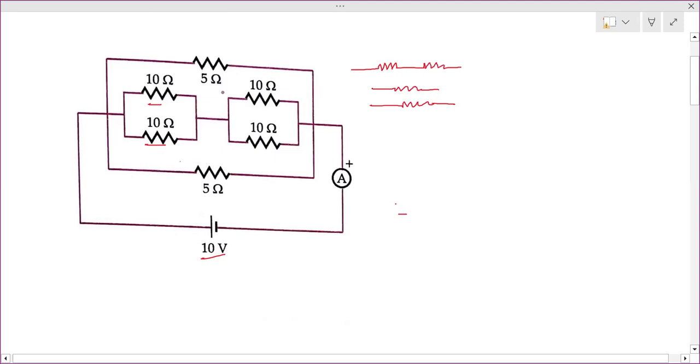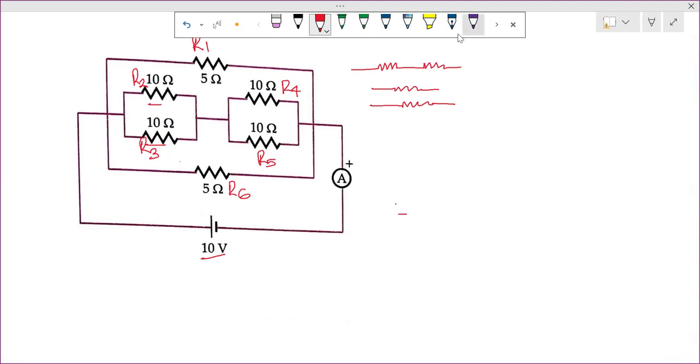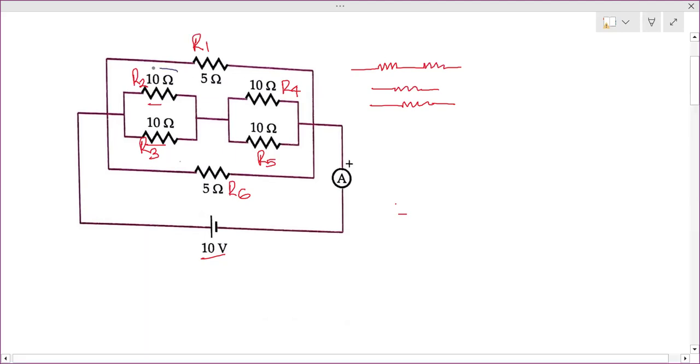So from that, you can tell that these particular resistors, let's name them. Let's start the naming from here. Call this one R1, this one R2, this R3, and here is R4, and this one R5, then R6. You can name it anyhow you like. So you can see that R2 and R3 are in parallel arrangement. So this particular one here, they are in parallel arrangement.